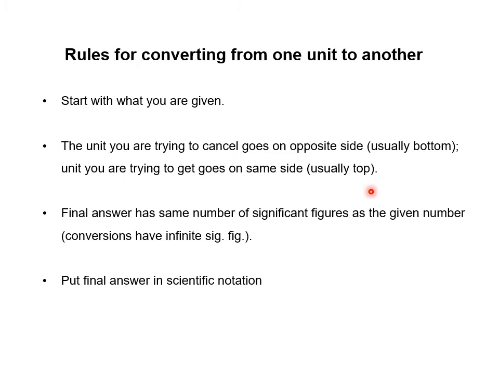Your final answer, once you're done doing the conversion, will have the same number of significant figures as the number that you started off with, as the number that you were given. And that's because within the international system, conversion factors have infinite significant figures. So they have no effect on the number of significant figures of our answer. And then the last rule is that it's best to put the answers in scientific notation. That way you can more easily show how many significant figures there are. And also if it's a very large or a very small number, you can show it using fewer zeros.